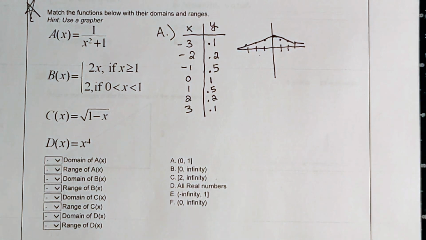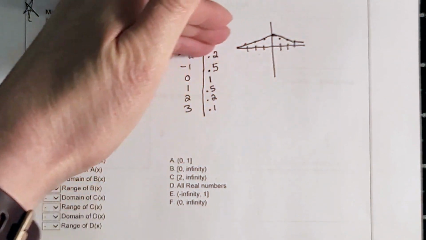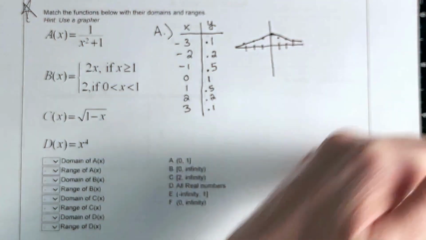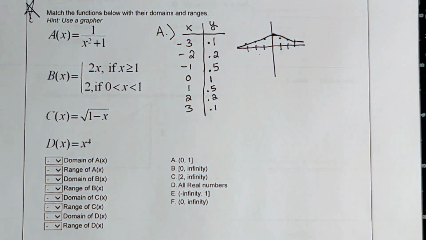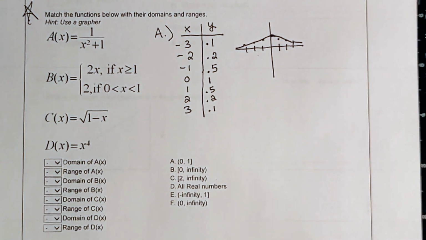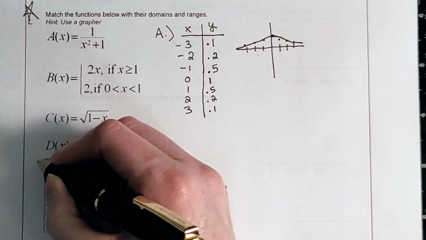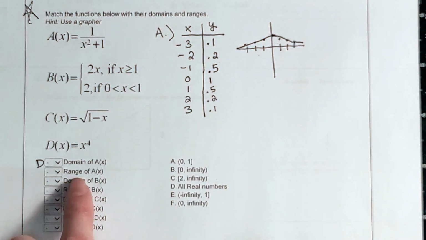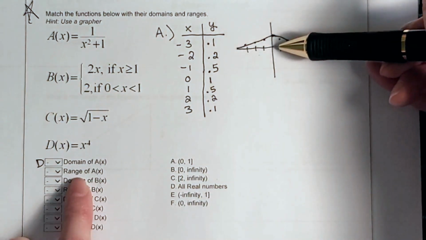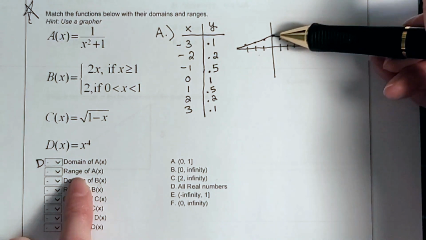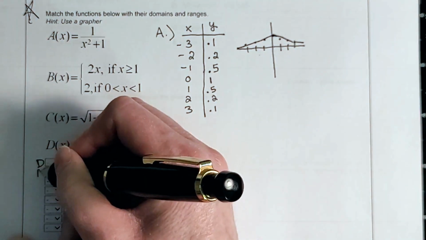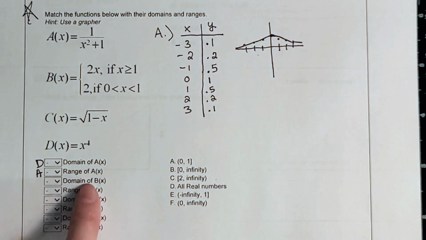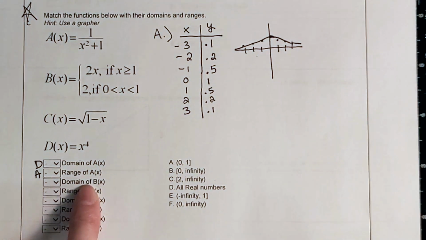Okay, so now we should be able to pick off the domain and the range. So the domain, this is going to keep going on and on. That's going to keep going on and on. It's never going to cross the 0. So it's D, all real numbers. Okay, the range, well, we start from 0, which we never hit, and we go up to 1, so that would be A. Okay, B.